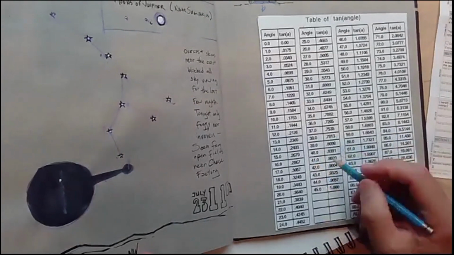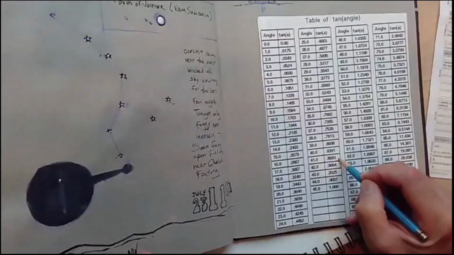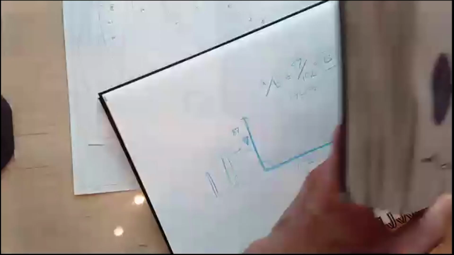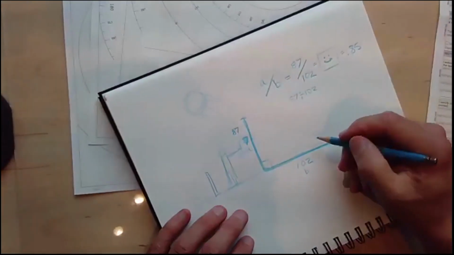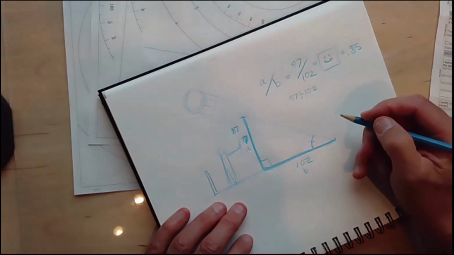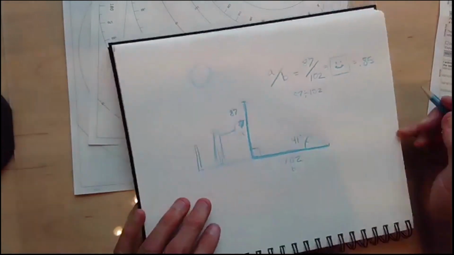That means what this does is it takes that number that I just calculated and it turns it into an angle. That all happens inside the magic of this little table. So that means that this angle here is 41 degrees.